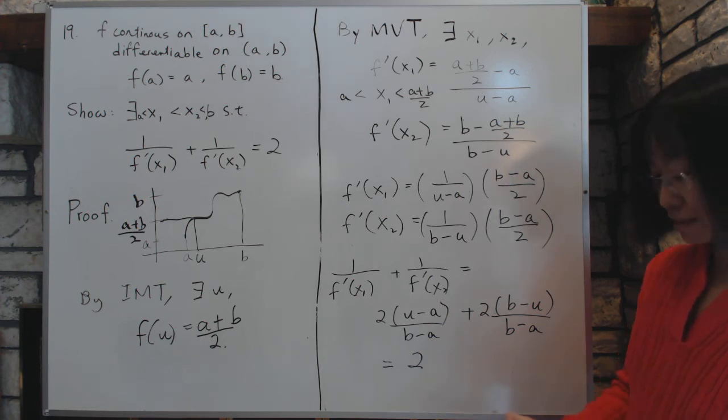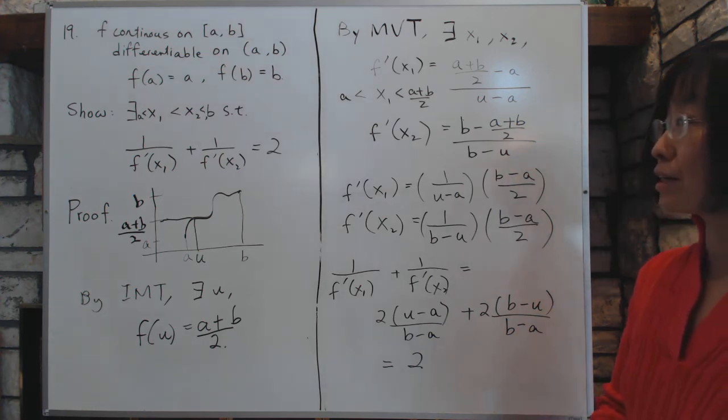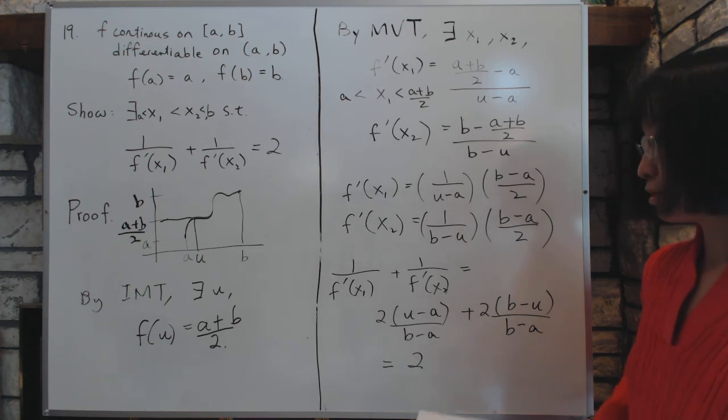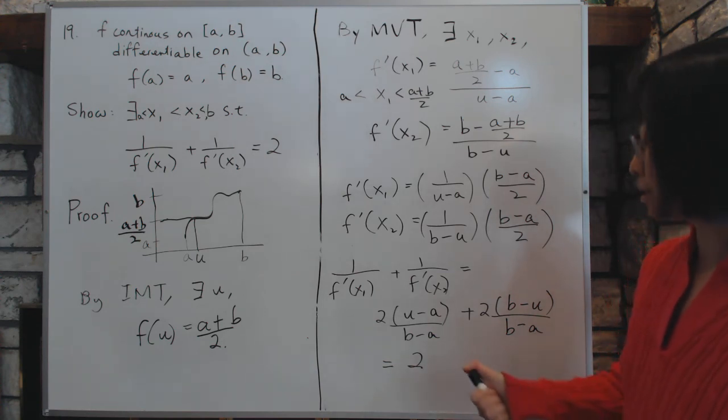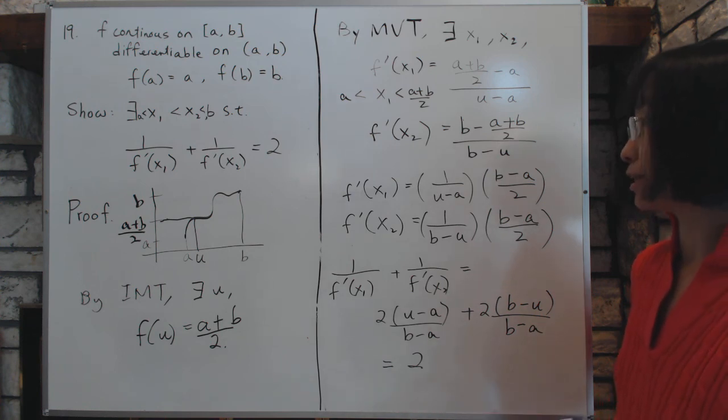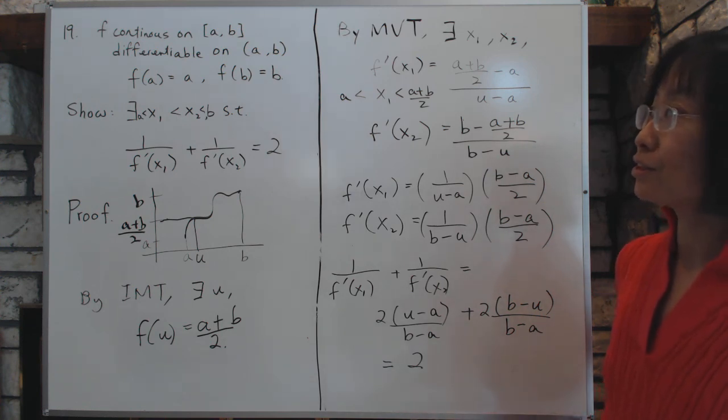And that's the solution. The problem looks really cryptic when you first look at it, but with the hint, everything comes out very nicely, and you're using both theorems, and that gives a powerful and yet elegant solution to this problem.